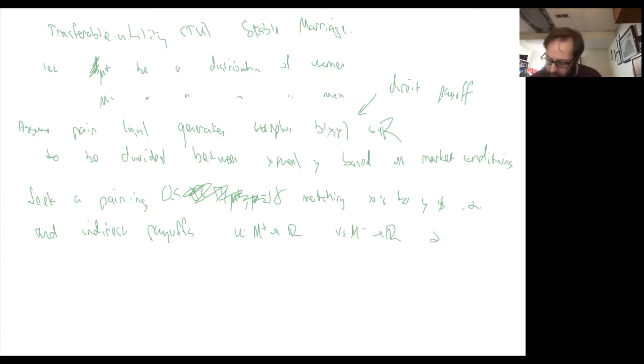And the first condition is what's called market clearing, which in this simplified model means that all the workers and firms get matched up. So in other words, the left marginal of gamma should be mu plus and the right marginal should be mu minus. All individuals get matched.